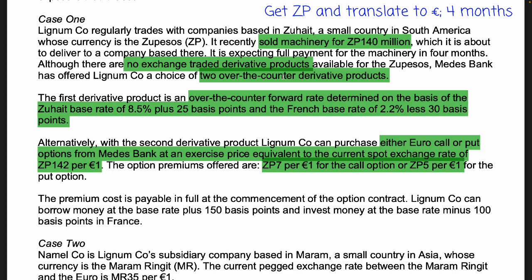Okay. The premium cost is payable in full at the commencement of the option contract. Normal lah. Lignum can borrow money at a base rate plus 150 basis points.